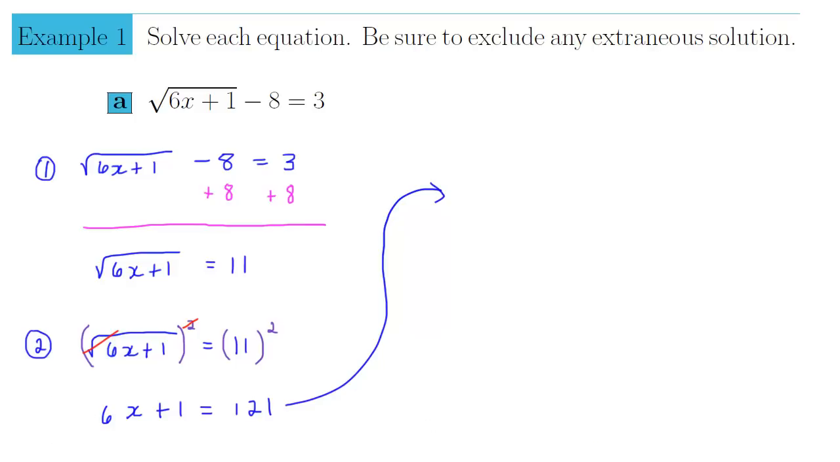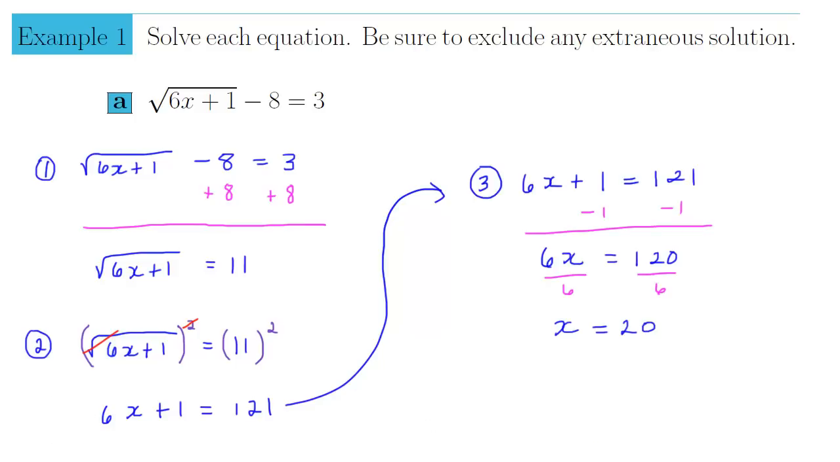Step 3, solve the resulting equation. So there's my work for solving the resulting equation. To solve 6x plus 1 equals 121, you subtract the 1, divide by 6, you get x equals 20. Now for our last step, we have to check. We have to make sure that this satisfies our original equation. So let's do that quickly.